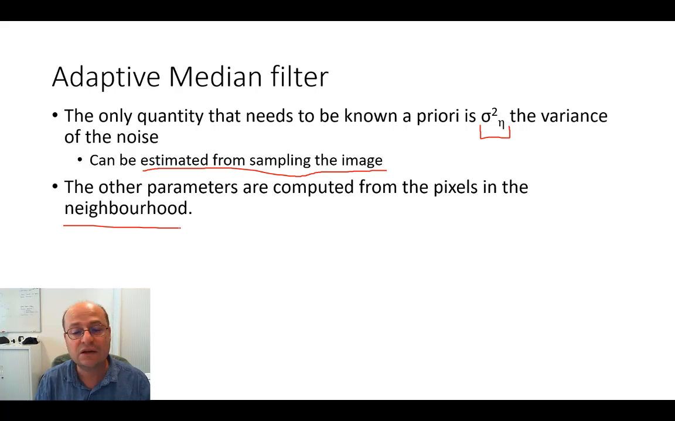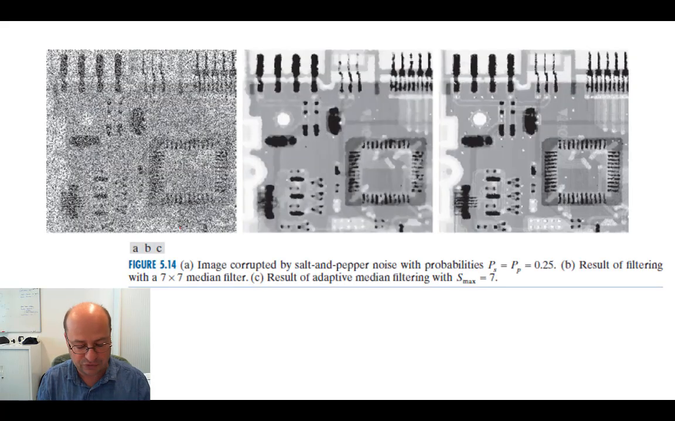Very easy, very simple, easily implementable, and it gets a little bit more complex when we start talking about adaptive filtering based on histograms. That's an example of an image corrupted by salt and pepper noise. Quite a lot of salt and pepper noise, 25% of salt and 25% of pepper.